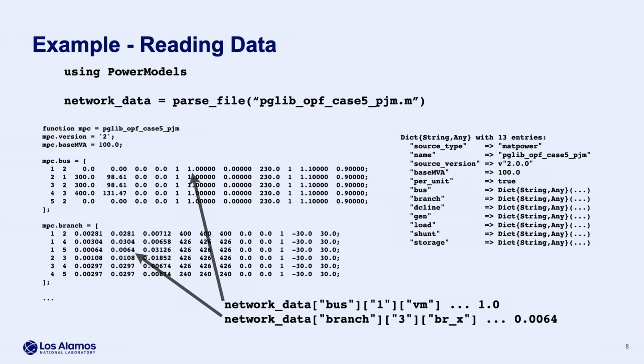If you do network data, and you want to look at the buses, then you give a bus identifier, which would be 1 in the example here. Now I want to look up, say, the voltage magnitude at that bus. VM is the keyword for the voltage magnitude. If you execute that first line, you'll get 1, because it looks up that particular value in that table. To give you a more interesting example, if you're looking at branches, so these are the lines in the network, you would say, okay, I want to look at branch number 3. I want to know the reactance on that branch, which is BR_X, and it would give me 0.0064. So that's how the data gets loaded inside of Julia.